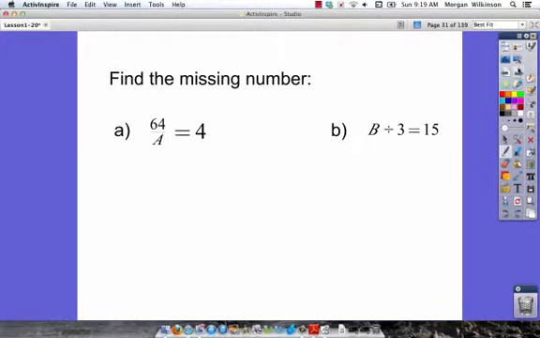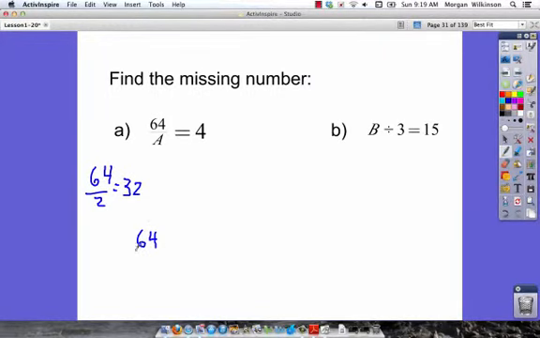Our next two problems, we've got to find some missing numbers. 64 divided by a is equal to 4. We've got to have some number that 64 is divided by that's going to give us 4. Let's get a baseline for what it might be: 64 over 2 is 32. That's too big. If that's too big, that means this number must be too small, because we're working with division.